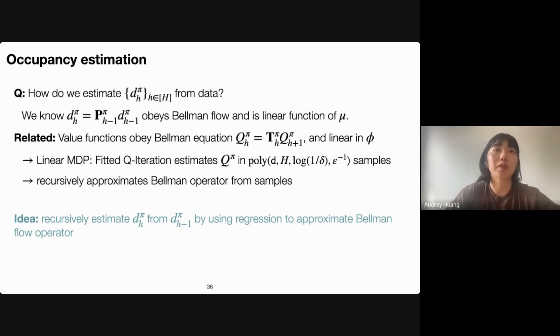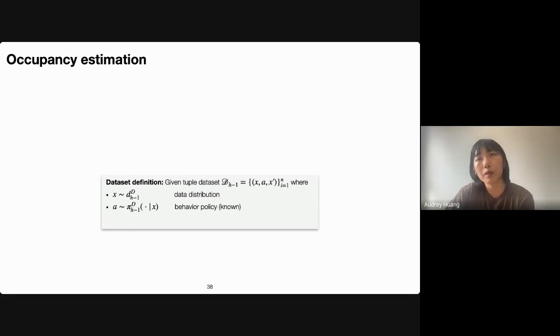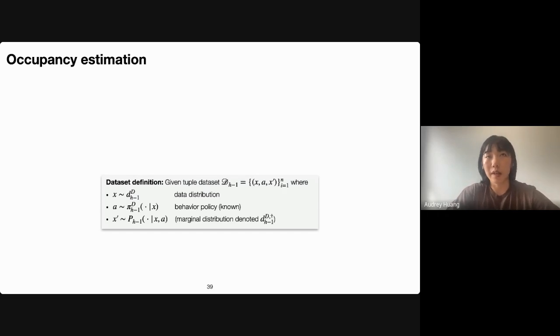Before introducing what this regression objective will look like, let me first introduce the dataset notation. We're given a dataset D_{h-1} that consists of (x, a, x') tuples, where x is drawn from the data distribution d^D_{h-1}. a is drawn from this behavior policy pi^D_{h-1}, which we assume is known. And then we observe x' from the transitions, and we denote the marginal distribution of these next states as d^{D,†}_{h-1}.